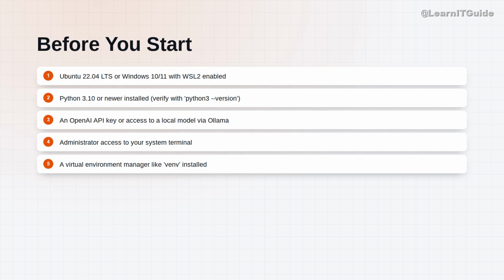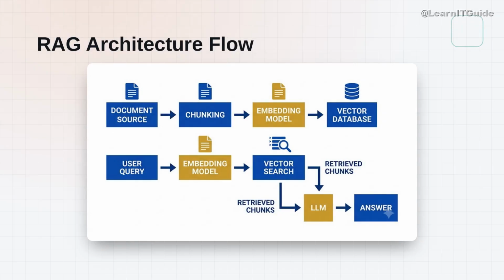Let us move to the architecture. Now let us look at the internal architecture. There are two major steps. The first is indexing. You take your massive pile of PDFs and text files, slice them into small, manageable chunks, and turn them into long lists of numbers called embeddings. These represent the semantic meaning. You store these in a specialized tool called a vector database.